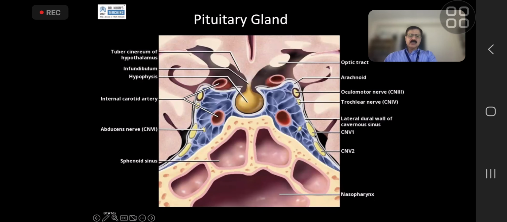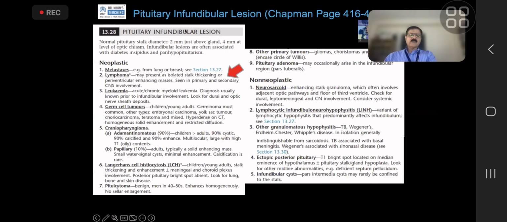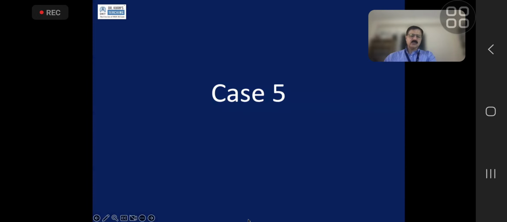Once again, cavernous sinus, and V2 and V1 pass through the cavernous sinus, and V3 has gone down. And this is it. In our case, the tumor was sitting somewhere here, which was very well identified by the candidate. Infundibular lesions, lymphoma. So lymphomas can go to the stalk. So if there is a stalk lesion, you will always consider a lymphoma. Now, let me go through the case.